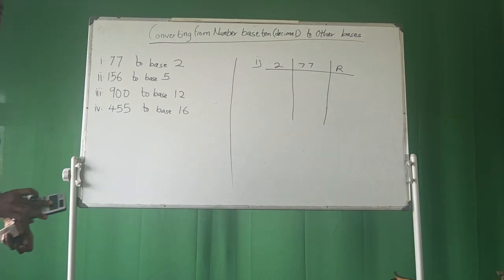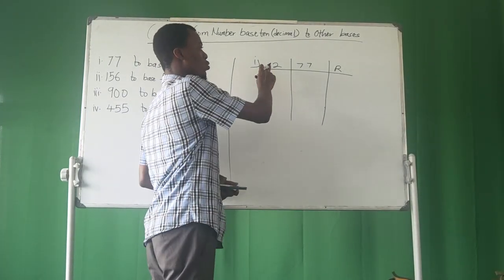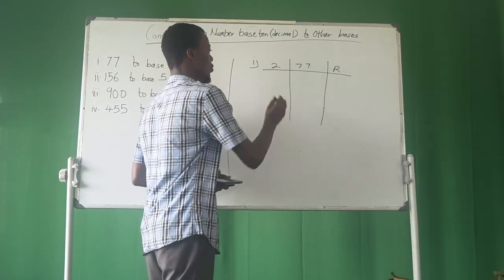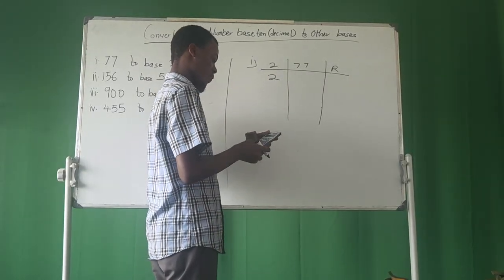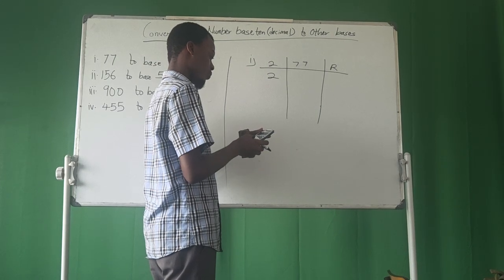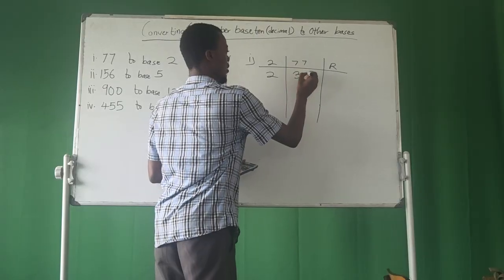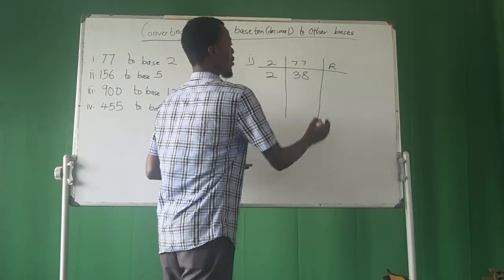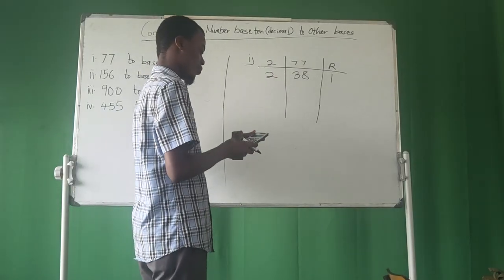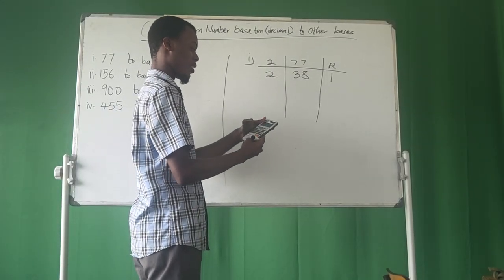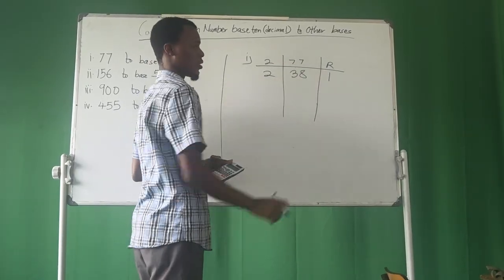The first thing that we do here is calculate how many times 2 goes into 77. So we can use our calculator. 77 divided by 2. So that means 2 goes into 77 thirty-eight times, and there will be a remainder of 1. Now 2 times 38 is 76, and 76 remainder 1 gives us 77.